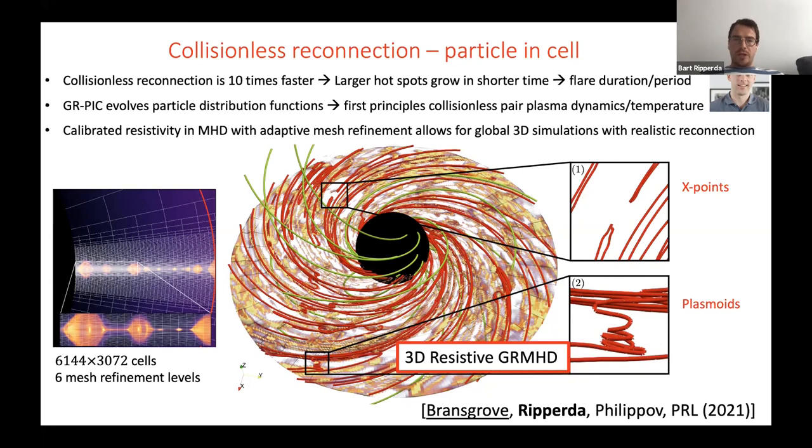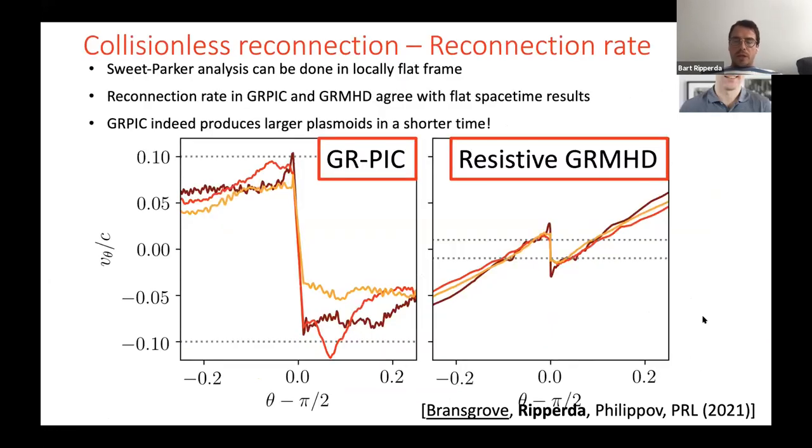And we're missing a lot of information. To show you this particular reconnection rate issue, if you do a Sweet-Parker analysis, I will not go into detail, but if you take a locally flat frame and do a typical analysis of the reconnection rate, you actually see that in MHD it's 0.01 and in PIC it's 0.1. So there is really a factor 10 difference that can affect your flare timing.